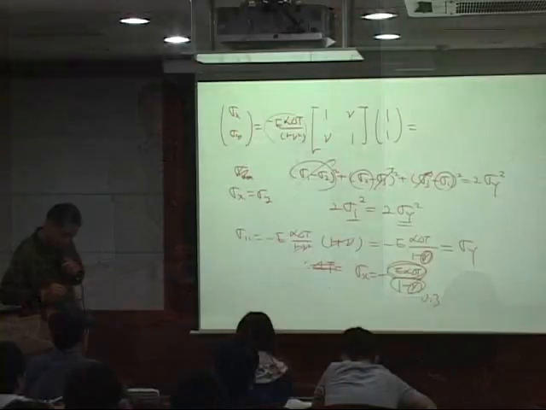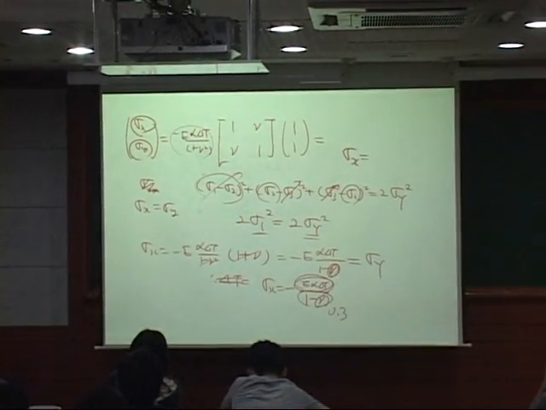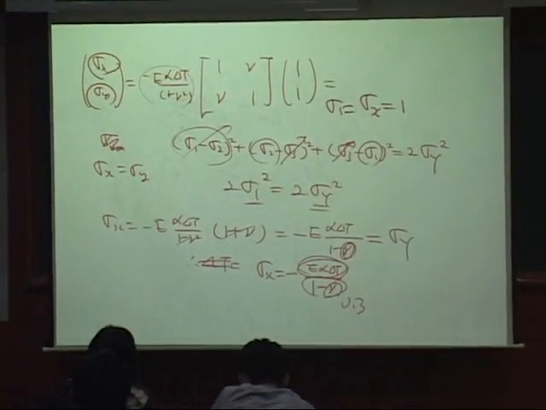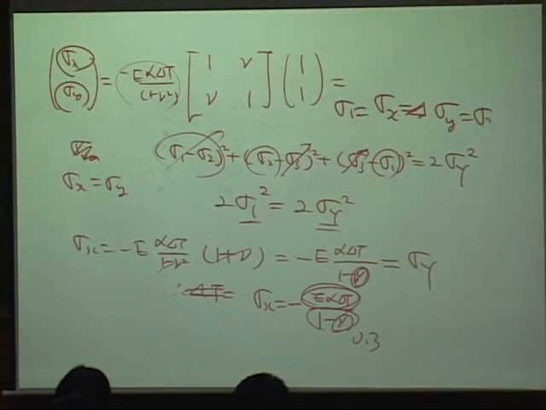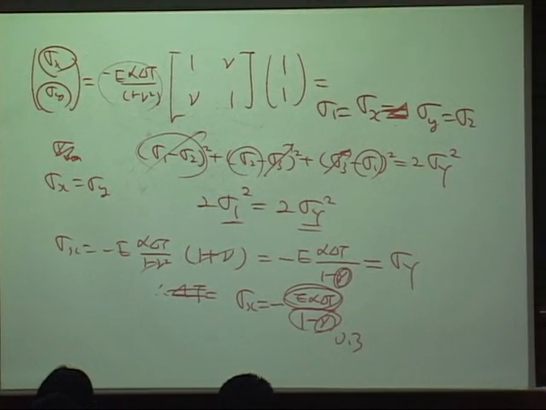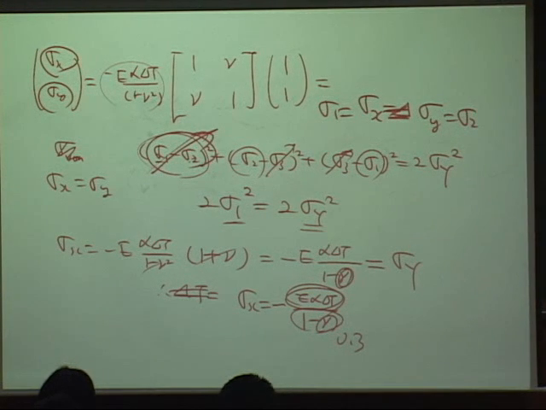Well, here sigma 1 equals sigma x, and sigma 2 equals sigma y, and sigma 3 is 0. They are all the same, right? So sigma 2 minus sigma 1 will be 0 because they are the same. And sigma 3 is 0. And sigma x and sigma y, we have 2 of them. Okay?